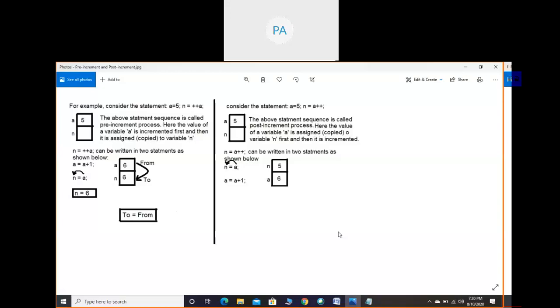Okay. But in n, 5 is already written. So the addition will happen only in a. That is what you mean to say. Yes, yes, yes. Okay. Got it.